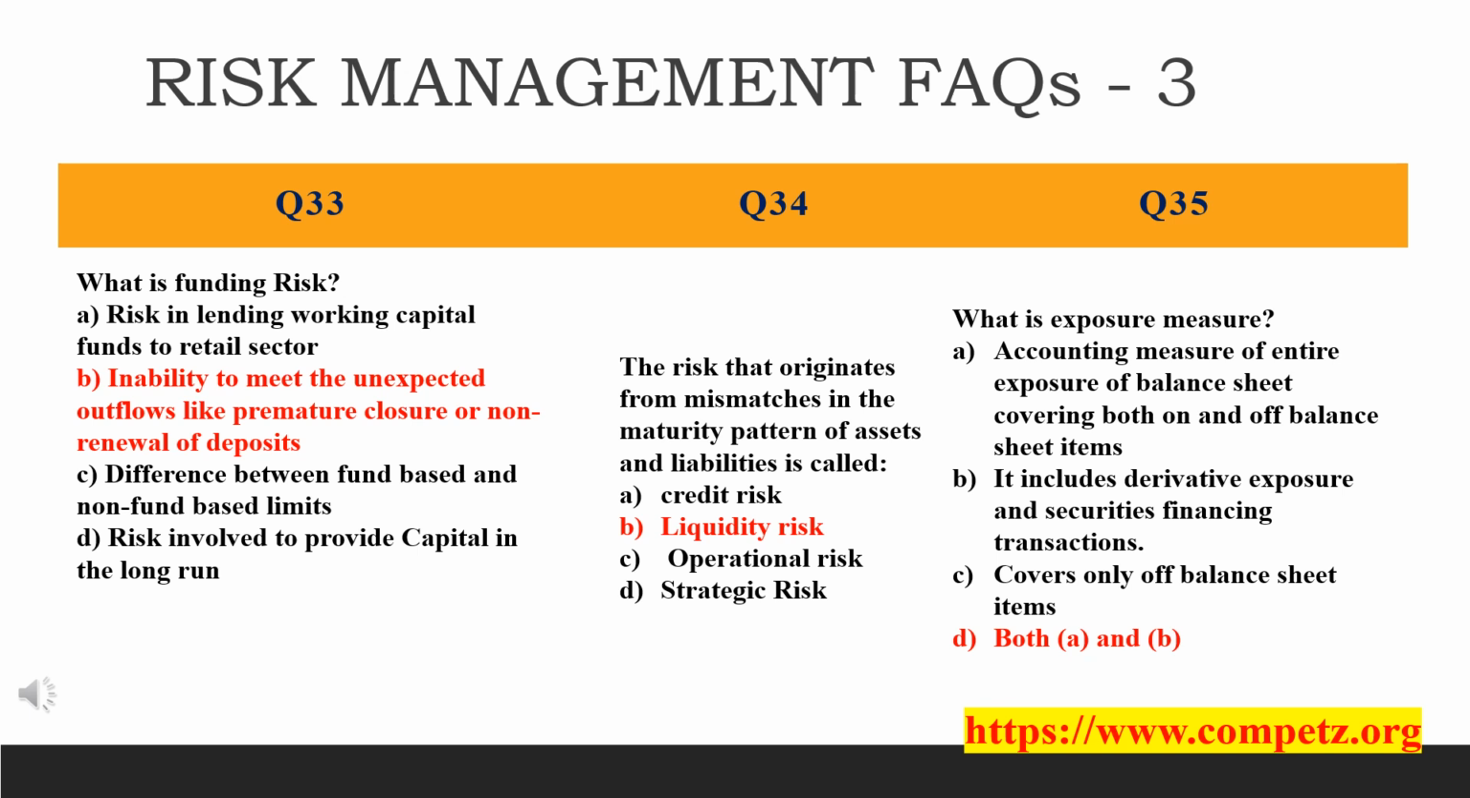The next question: the risk that originates from mismatches in the maturity pattern of assets and liabilities is called dash. That is very simple. The answer is liquidity. But just see why liquidity. What do maturing liabilities mean? A fixed deposit or term deposit maturing on any given date, which has to be settled by the bank. That is the outflow of funds for the bank, right?